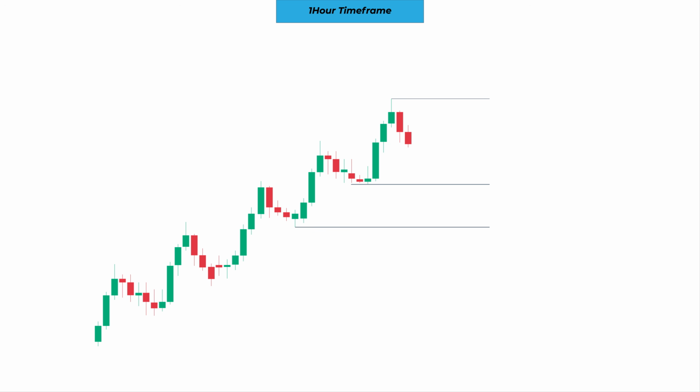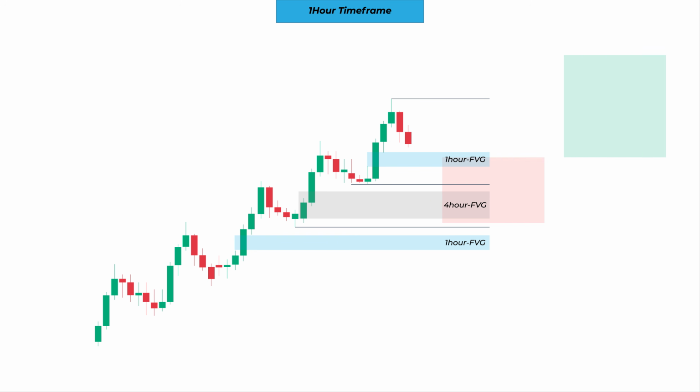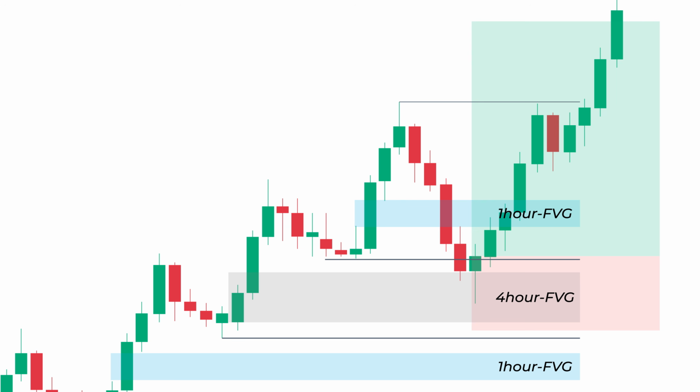Now this can create a problem. Sometimes you have multiple valid FVGs spread across a large price range, and if you enter before price makes its decision, your stop may need to be unnecessarily large. So instead of trying to predict which FVG will hold, let the market decide. This is one of the most important practical applications of the entire concept.